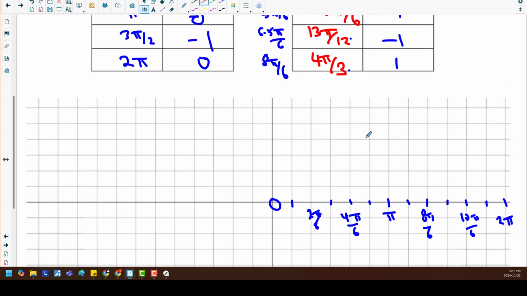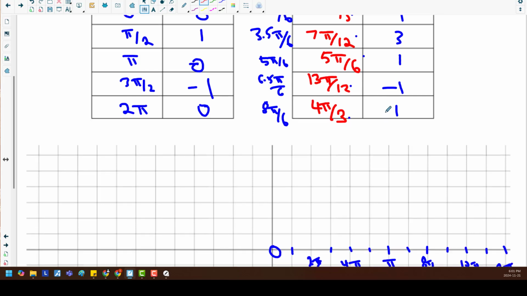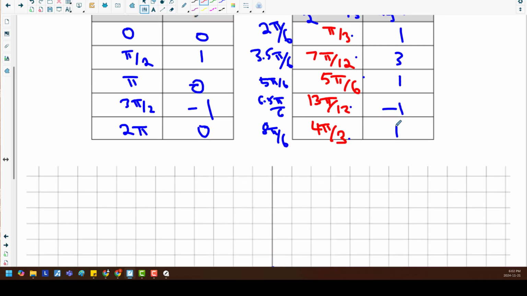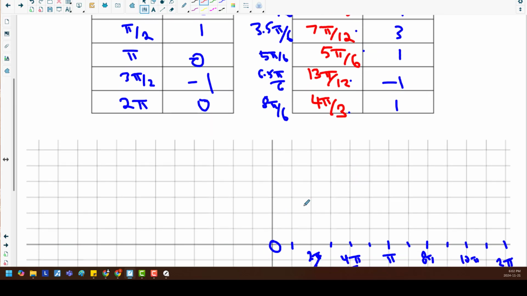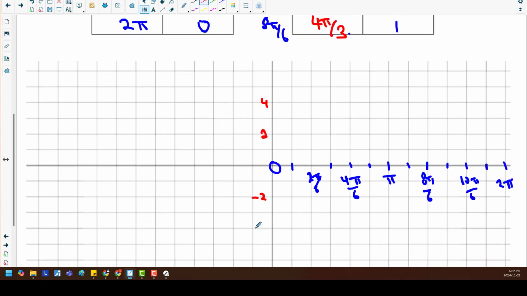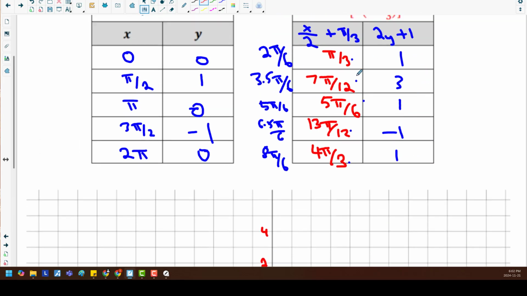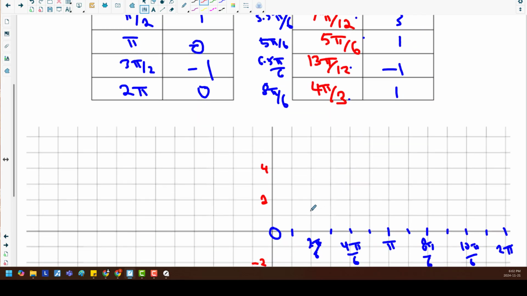Okay, so let's graph this. We have 2 pi over 6, which is 1. Oh yeah, sorry, I forgot to graph my y-axis, so this is obviously going up by 1. So 1, 2, 3, 4, -2, and -4. So let's see, we have 2 pi over 6 and 1, that's here.